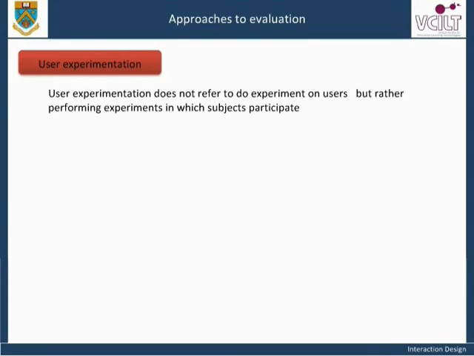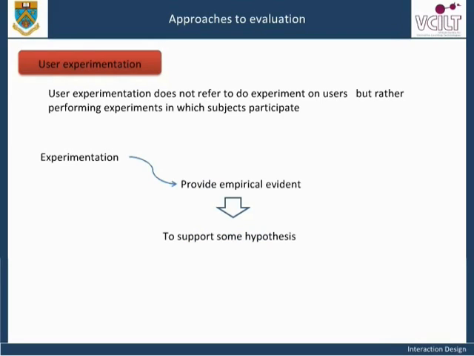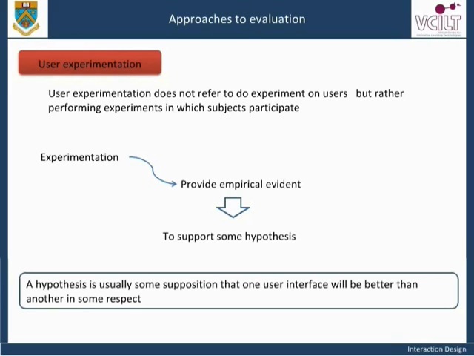Instead of simply giving users tasks and observing how they perform them, experimentation is concerned with attempting to provide some empirical evidence to support some hypothesis. In the case of user interfaces, a hypothesis is usually some supposition that one user interface will be better than another in some respect.